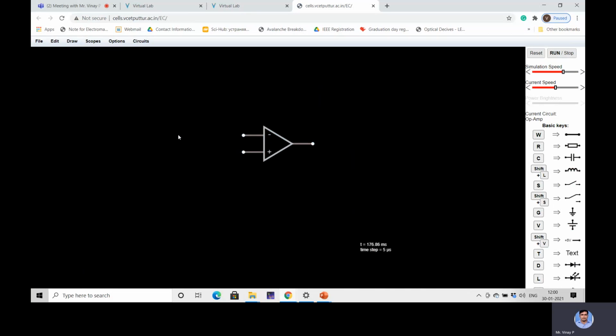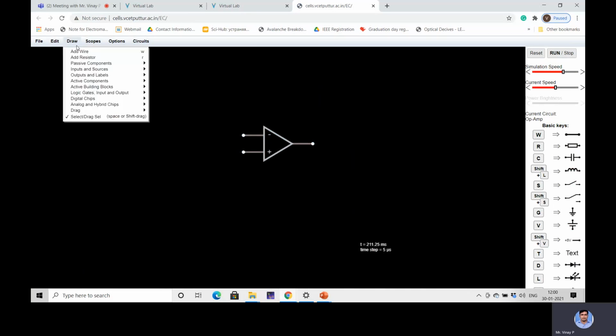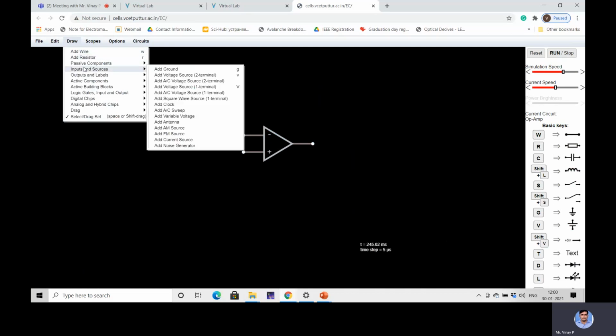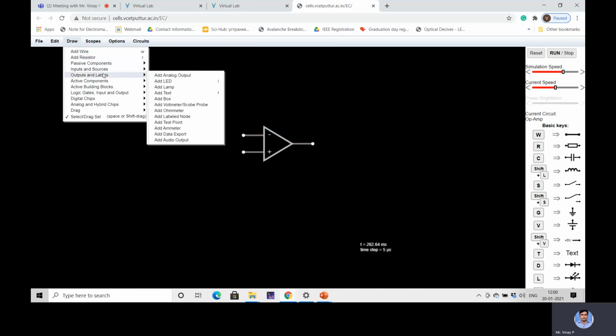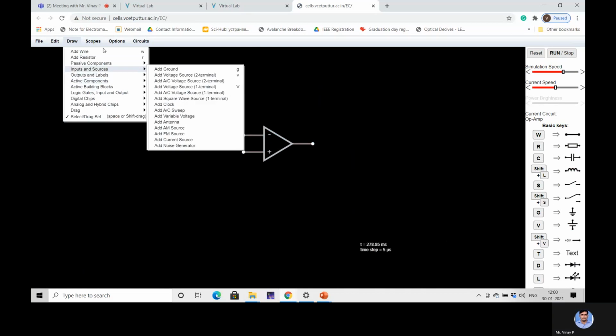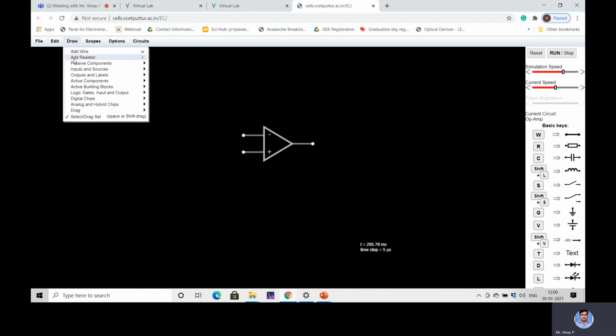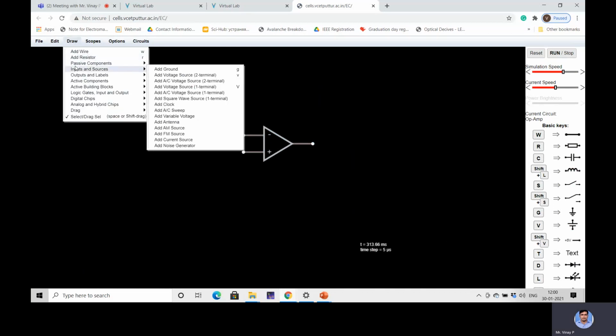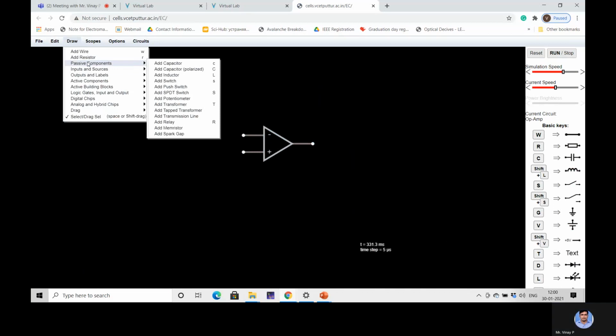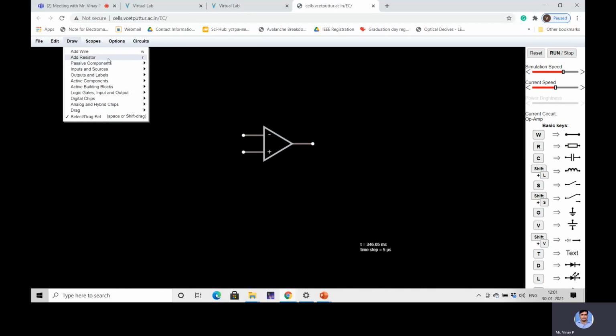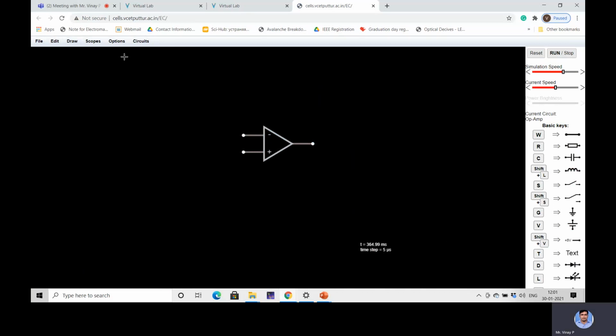Next, to implement the circuit, I need two resistors. I'll go to this option, draw, and here there are many options like add wire, add resistor, passive components, inputs and sources, output labels, active components, and all. Many components are available. So I need two resistors. Resistor is a passive component, so here add resistors. Just click on this. Now place one resistance here, that is R1. Similarly, place one more resistance. This is my RF.